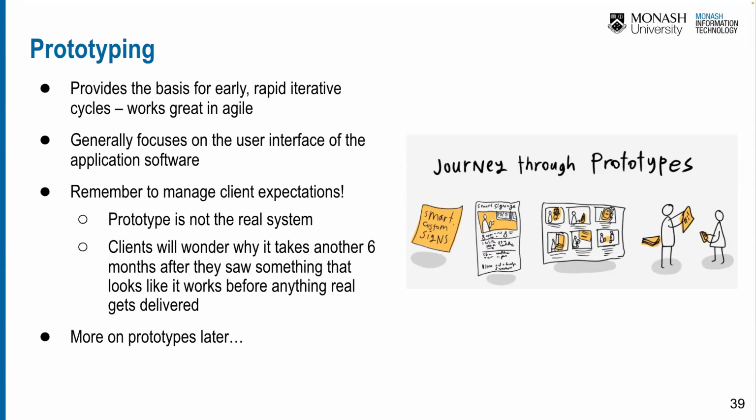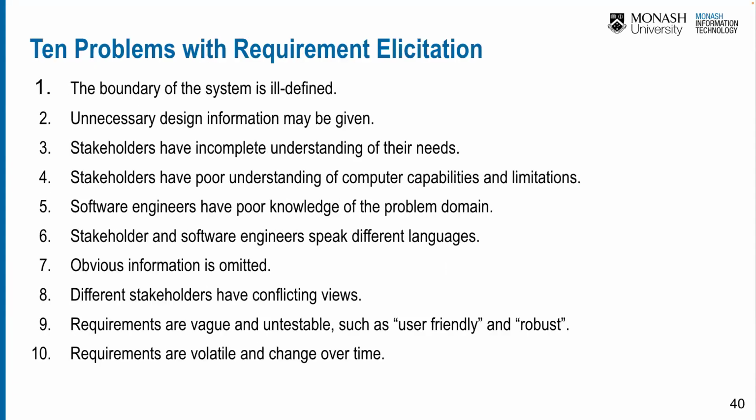This is the flow that it should be. Is this something that you like? Is there anything else that you want to add? That kind of thing. Okay. So prototype is a good one. But there are 10 problems. These are the 10 problems with requirement elicitation, right?